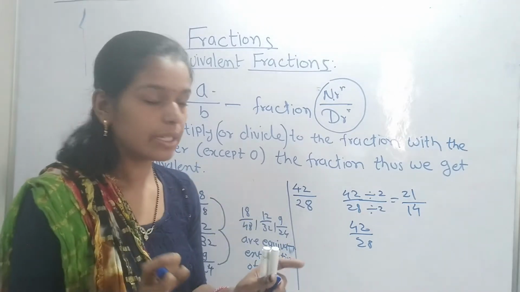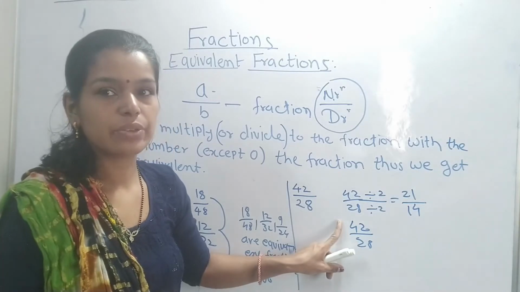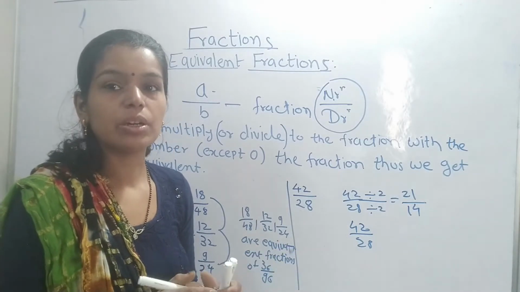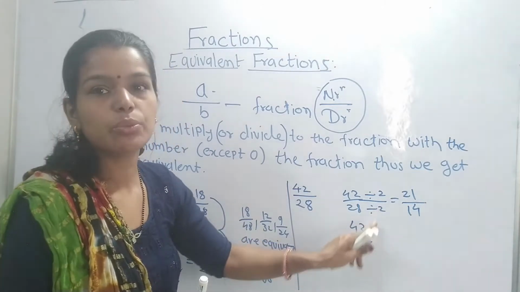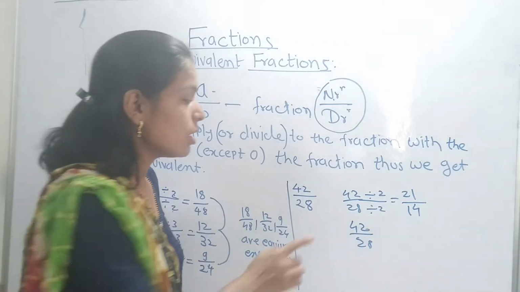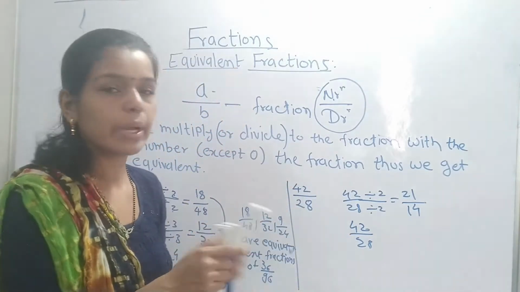3 के टेबल में 10 नहीं आते हैं. So 28 is not divisible by 3. Only 42 is divisible, so we will not take that number. We have to take only that number which can divide both the numerator and denominator. Here 3 divides 42 but not 28, so we will not divide both by 3.